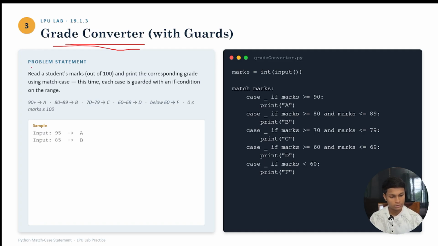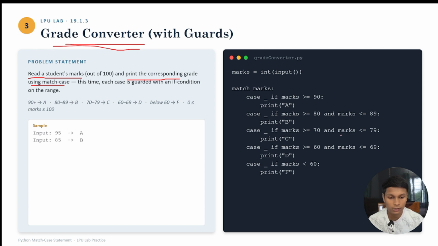So let's read the statement first. What does the statement want to say? You can see that it says to read a student's marks. We are going to take an integer input from the user. Why integer? Because marks are integers. They can also be float, but here let's take integer. And we are going to print the corresponding grade using match case. Make sure that you use match case, not if-else.